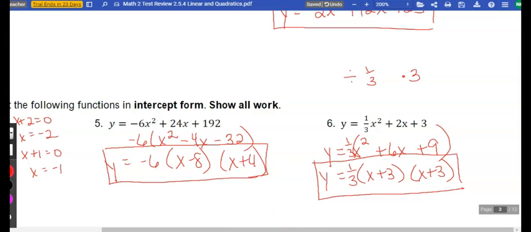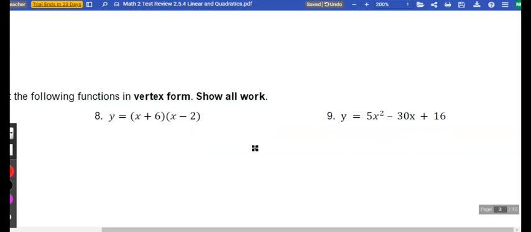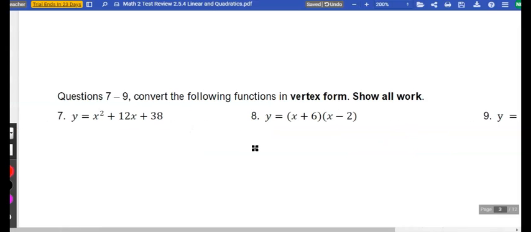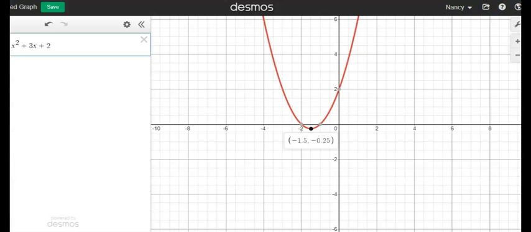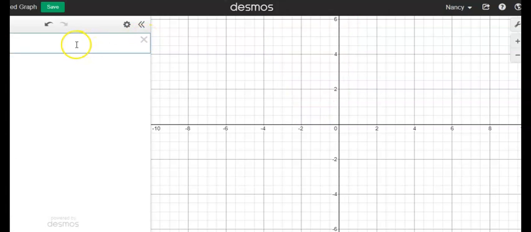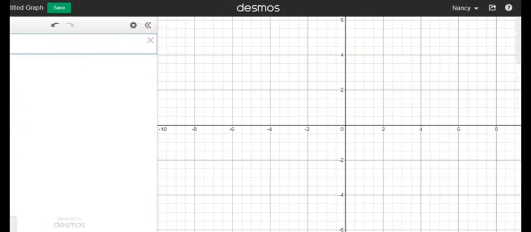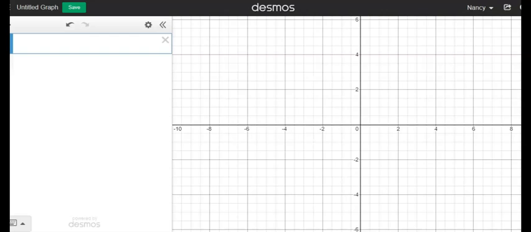In the last section, we are to write these in vertex form. So they are in both standard and factored, it looks like. Yep. Let me show you something. What you can do on this type of problem is go over to Desmos, and I had graphed something in here already. You move this over so you can see it. Go over to Desmos, and let me grab my sheet so I know what my function is.